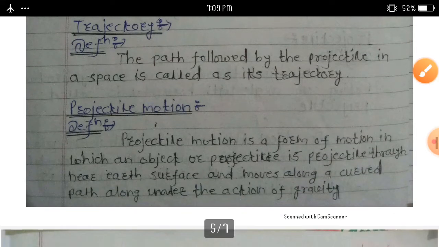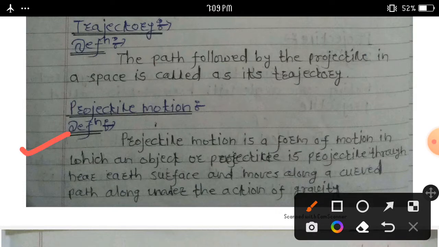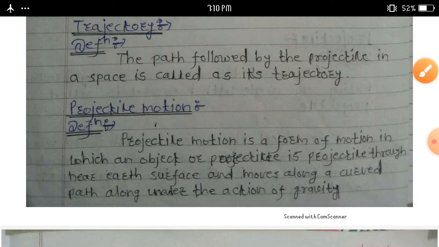What is meant by projectile motion? Another definition. Projectile motion is a form of motion in which an object or a projectile is projected near the earth's surface and moves along a curved path under the action of gravity. This type of motion is called projectile motion.